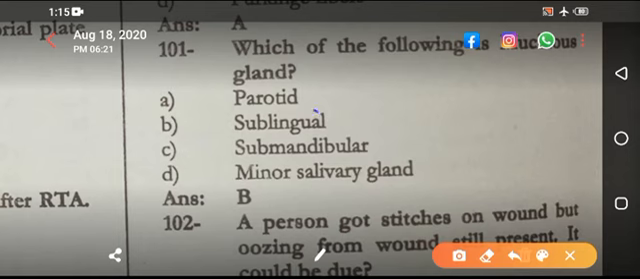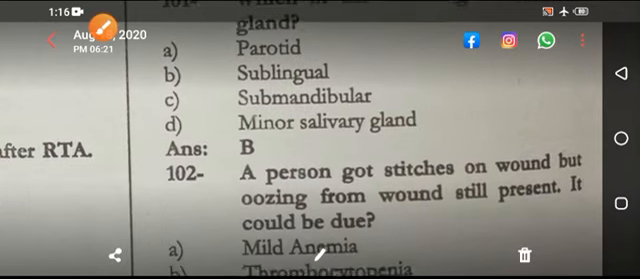The answer is sublingual gland. Which is serous? Parotid. Which is both serous and mucinous? Submandibular. That is called serosanguinous. Coming next.